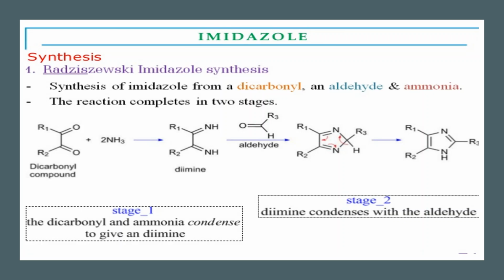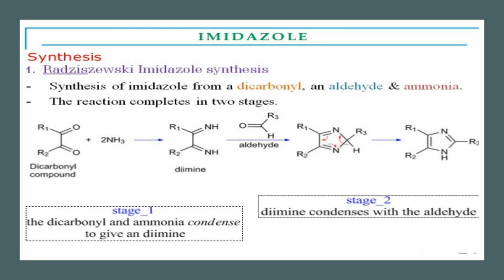Now this diimine that is formed will react with an aldehyde. It undergoes a condensation reaction with an aldehyde to give you an imidazole. So it's a two-step reaction. The first step is formation of a diimine. How will it form? The 1,2-dicarbonyl compound will react with ammonia to form the diimine. This diimine that is formed will react with the aldehyde which is present to give you the condensed product, that is your imidazole.